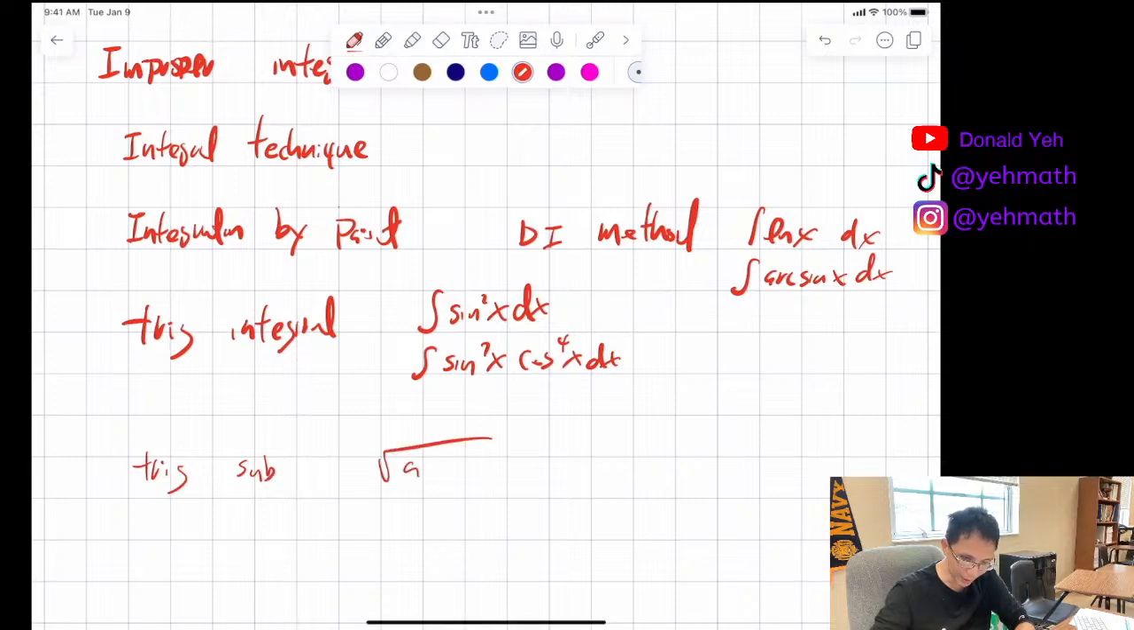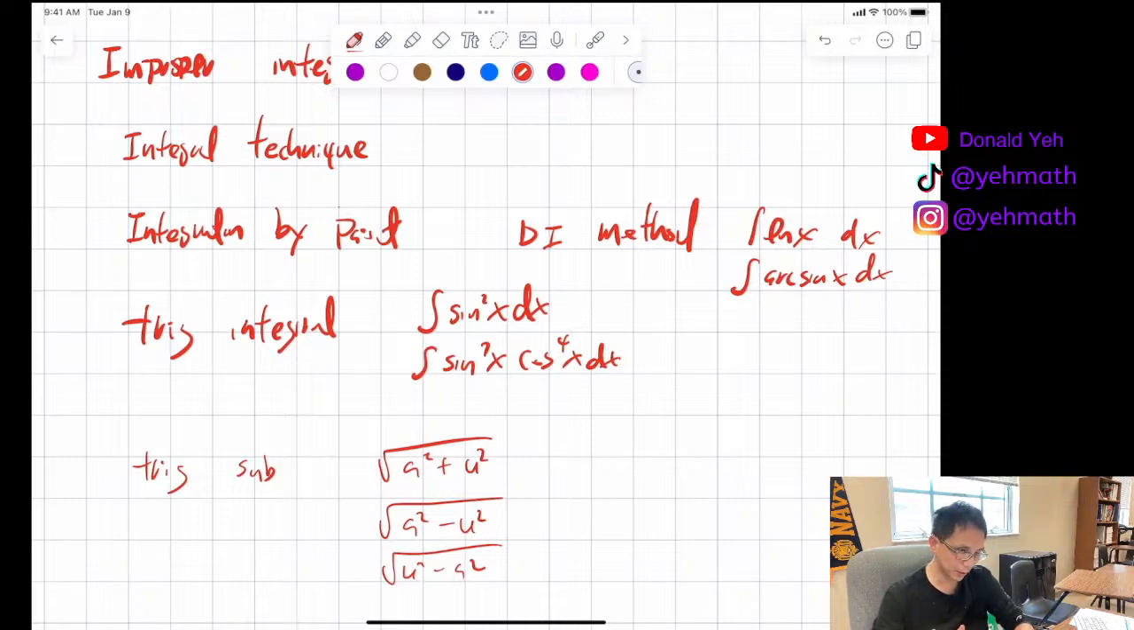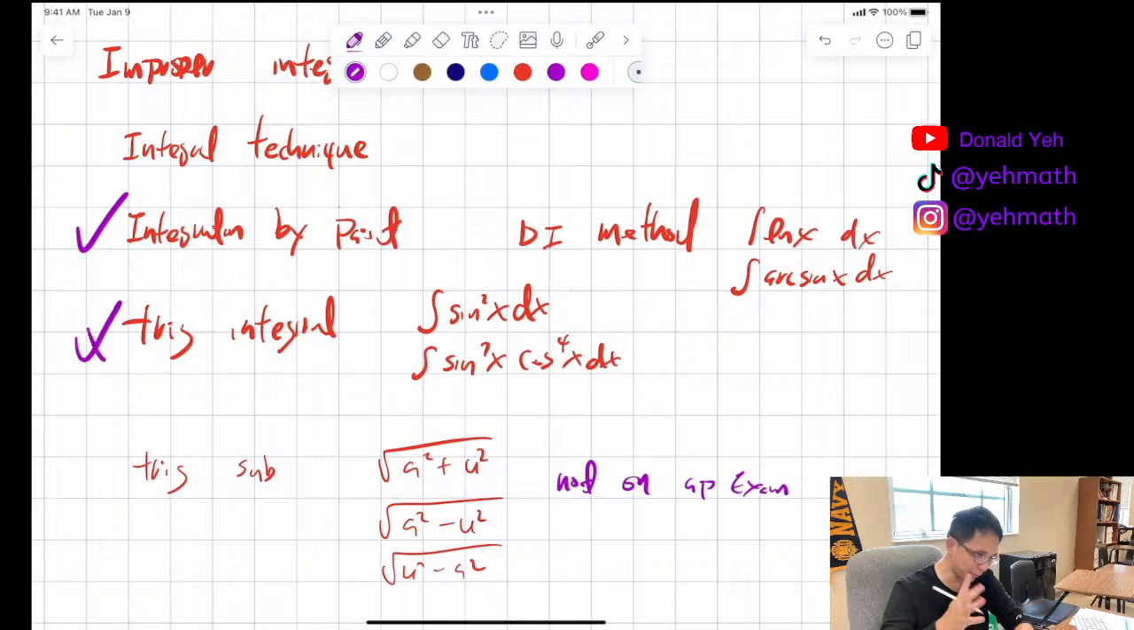It has a squared plus u squared, a squared minus u squared, u squared minus a squared, three separate cases. That's going to be on the test for integration. But this one is not on the AP exam. But this is yes, it's halfway. Power reducing, yes. But trig sub is no. Okay?